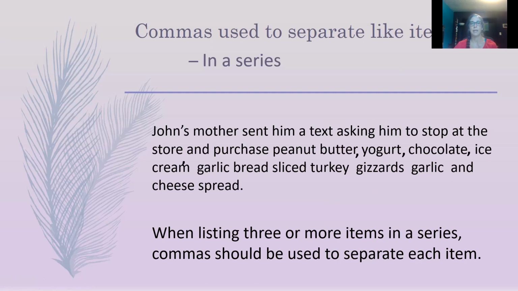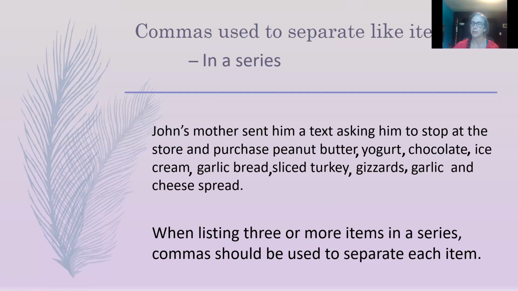Okay, now, does she want garlic and bread, or does she want garlic bread? So John looks further down the list and says, "Wait a minute, here's garlic. So I'm going to suspect that she wants garlic bread. And sliced turkey gizzards? Never heard of such a thing. We're going to assume that that's sliced turkey and gizzards and garlic." And then let's not forget that important Oxford comma that comes in front of and.